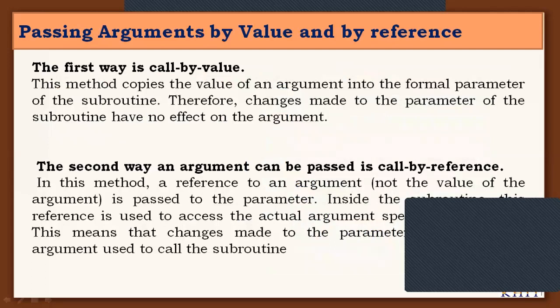And coming to passing arguments by value and by reference. The first way is called call by value, and the second way an argument can be passed is called call by reference. You know call by value, with formal values and actual values, when we are invoking methods by passing some value. You are very familiar with these concepts in C++.